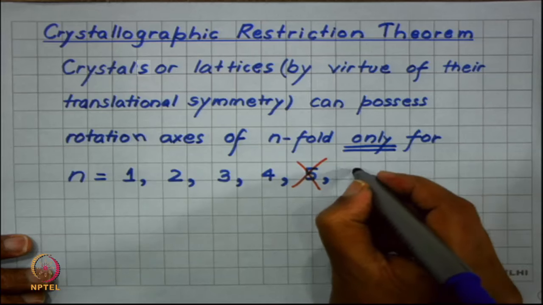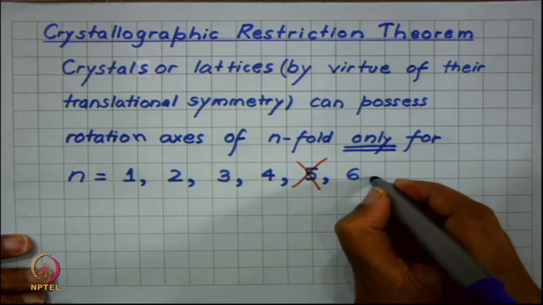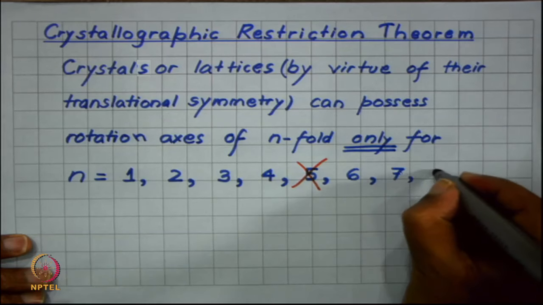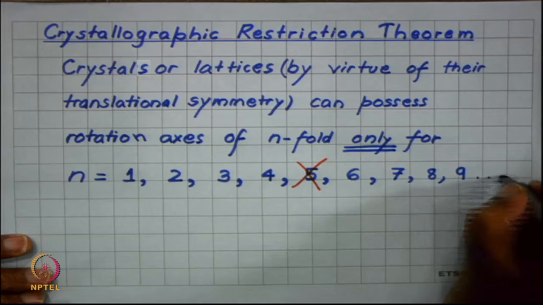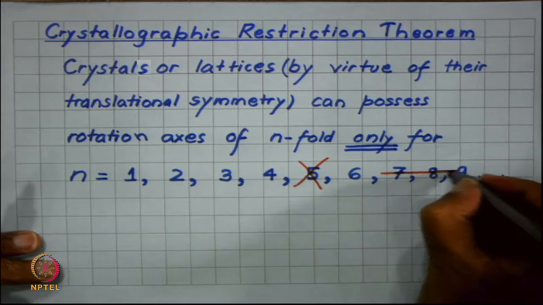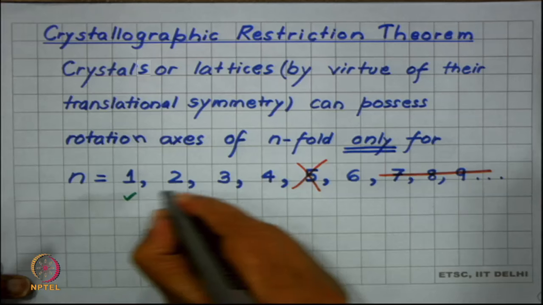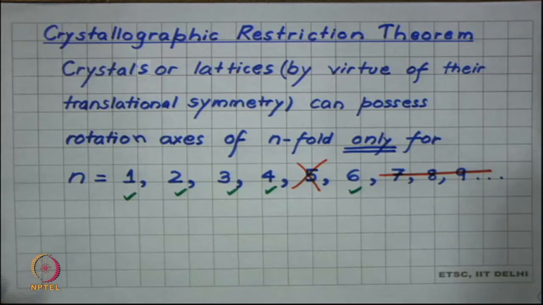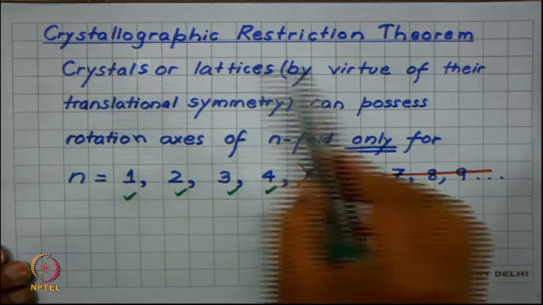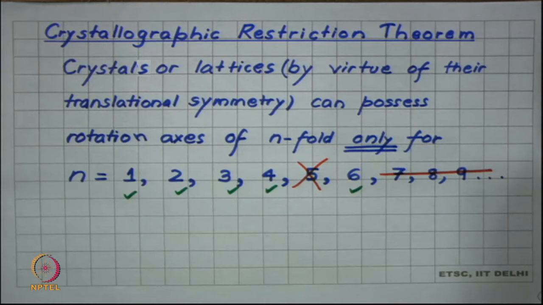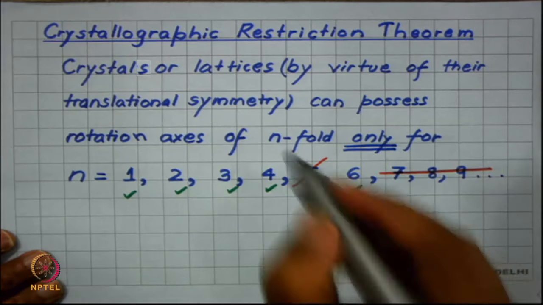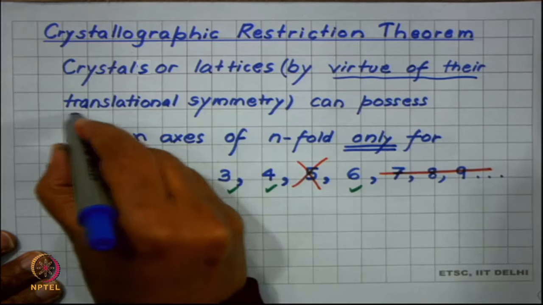We will not look at the proof, we are just listing the theorem. 6 again allowed, 7, 8, 9, any other higher symmetry not allowed. So a crystal or a lattice can have only 1, 2, 3, 4 and 6 fold axis. This is highly restricted, and that is why the name of the theorem itself is crystallographic restriction theorem. We will not prove this, but it is interesting to know that only these symmetry axes can be present in a crystal, no other. And as I have written here, this is by virtue of their translational symmetry.